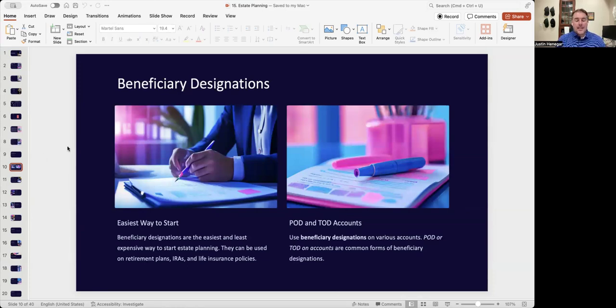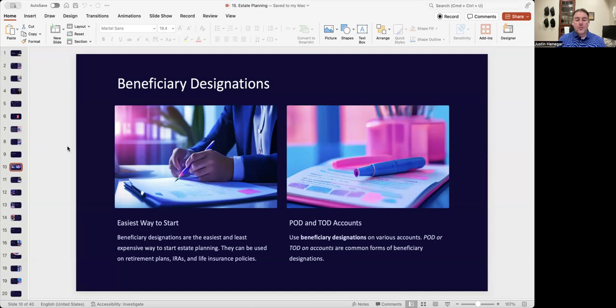When you're thinking about estate planning, one of the things we need to be aware of is how we are going to name the individual who will receive the assets. We call that the beneficiary. We want to designate who is going to receive assets when we pass away, and we want to make sure that the different types of accounts or assets that we might have are labeled properly.